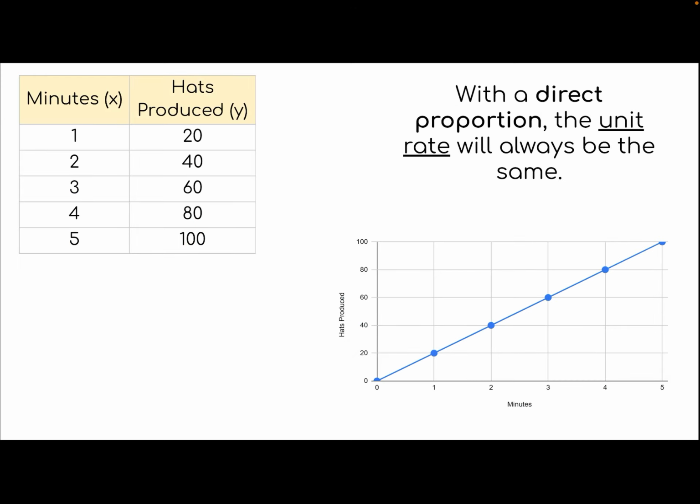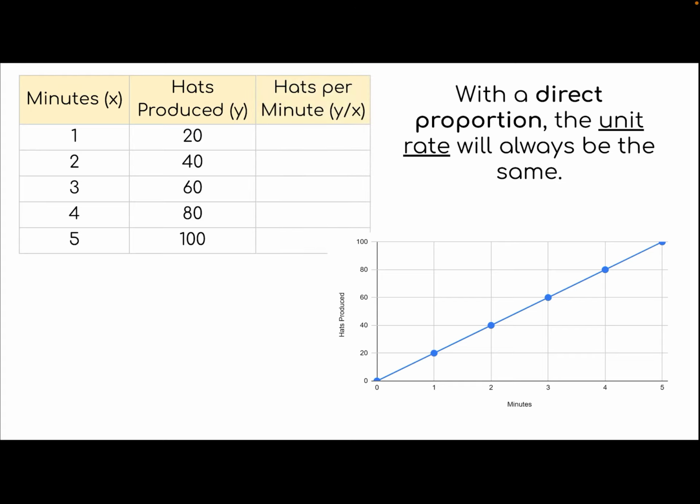With a direct proportion, the unit rate will always be the same. Now, as a reminder, the unit rate is finding out how many for one of something. So in this case, how many hats are produced in 1 minute and for every 1 minute. So if I said 100 hats are produced in 5 minutes, you would take 100 divided by 5. That's your unit rate. We learned that in a previous chapter.